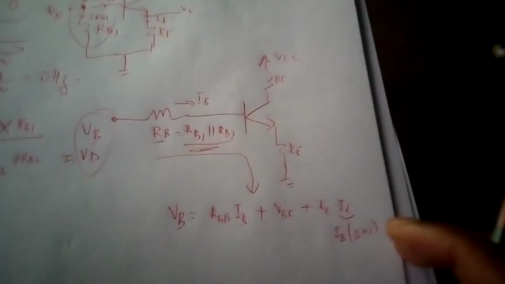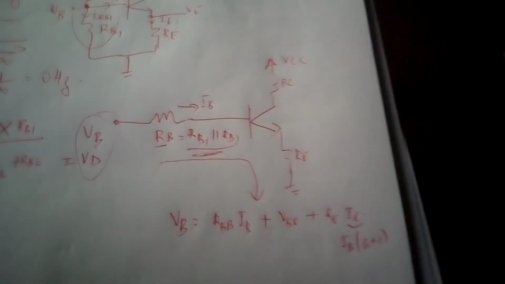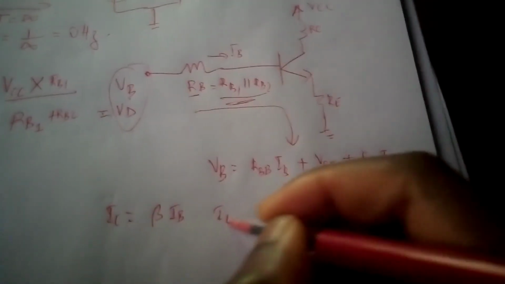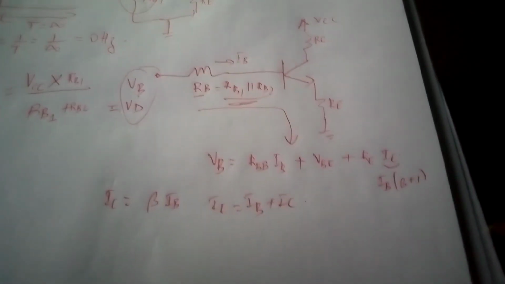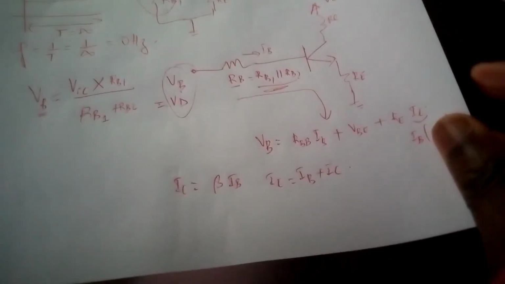Okay, and you can work out your IB and get your IC, which will be beta times IB, get your IE, which will be IB plus IC. And once you've got all the currents, it becomes very easy to work out the different voltages. Okay, that's pure DC analysis.